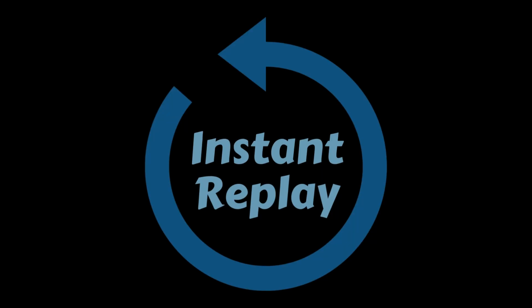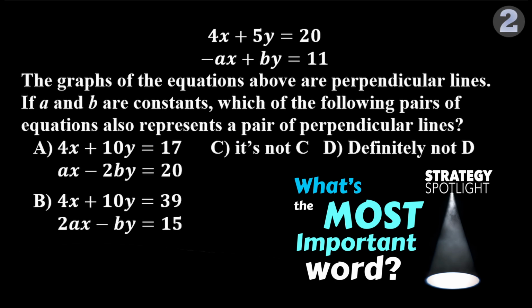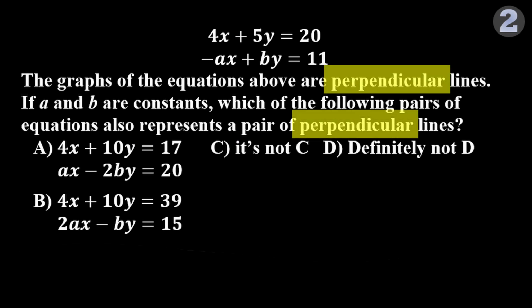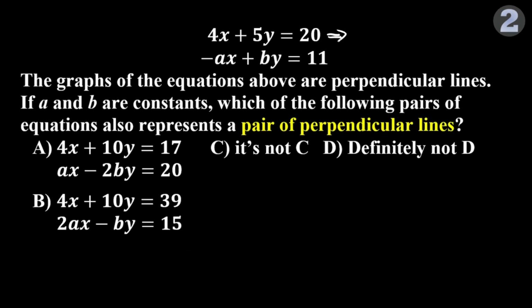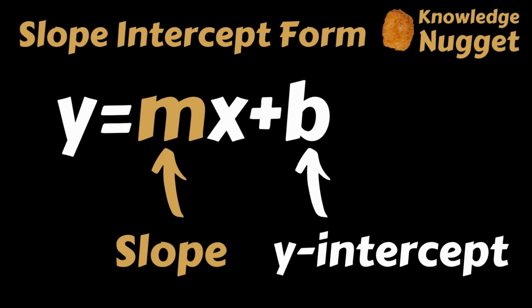If you don't trust me, and maybe you shouldn't, you can solve each equation for y and verify that the slopes are indeed negative reciprocals. To quickly recap, the most important word was perpendicular. So it was a slope problem. So we solved each equation for y so that it would be in y equals mx plus b form.